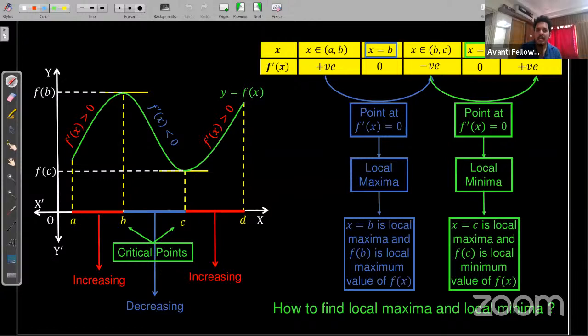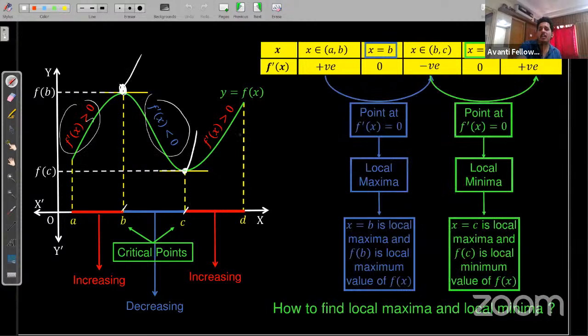Once listen to me. Critical points. What are critical points? Whenever the first derivative is equal to 0, then the points you will get are named as critical points. Like this is the critical point, and this is the critical point. Points B and C are critical points, guys. And here f dash of x is greater than 0, and here f dash of x is less than 0. So the curve is increasing here, and the curve is decreasing. Everyone knows this, right?